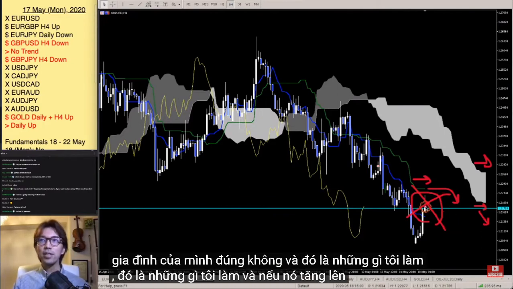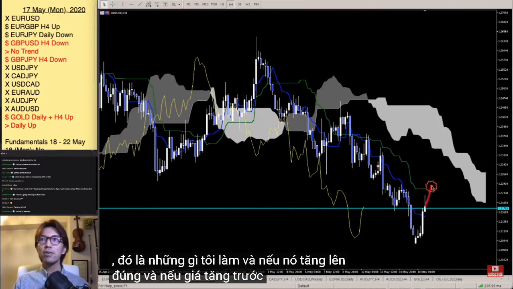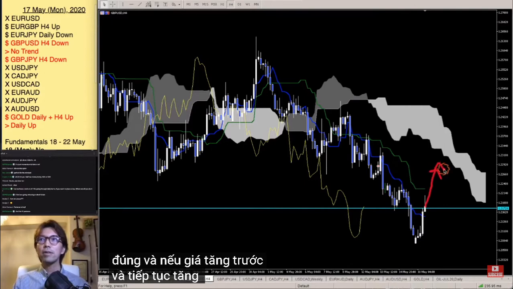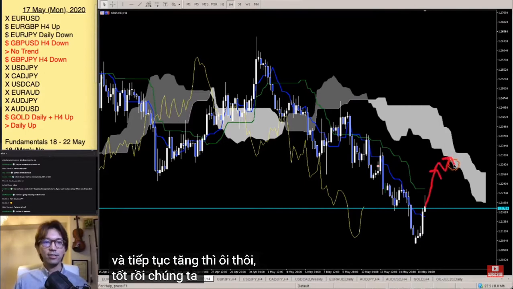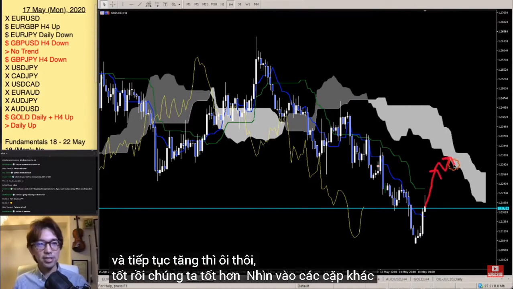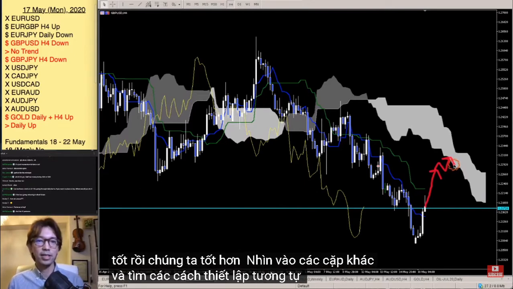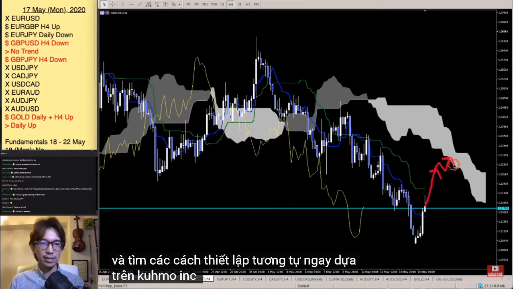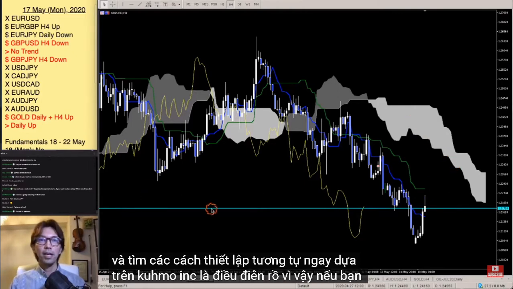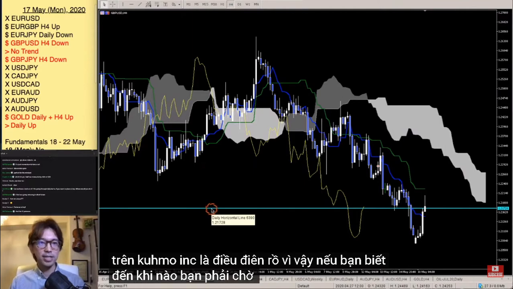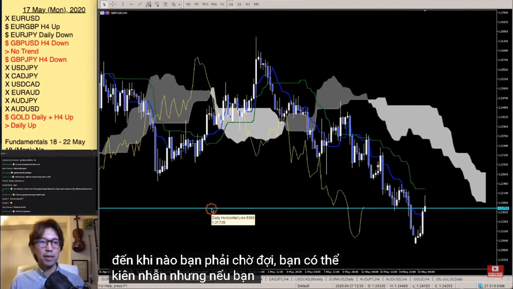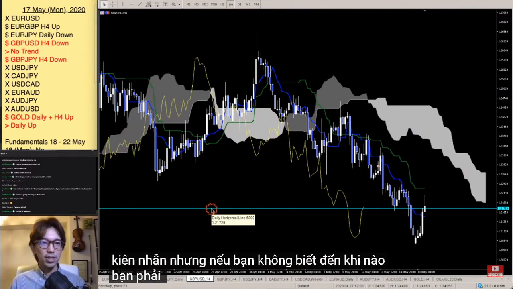And if the price goes upwards and keeps going up, then oh well, we better look at other pairs and find similar setups based on the Kumo and Kijun-sen. If you know until when you have to wait, you can be patient. But if you don't know until when you have to wait, you will be impatient.